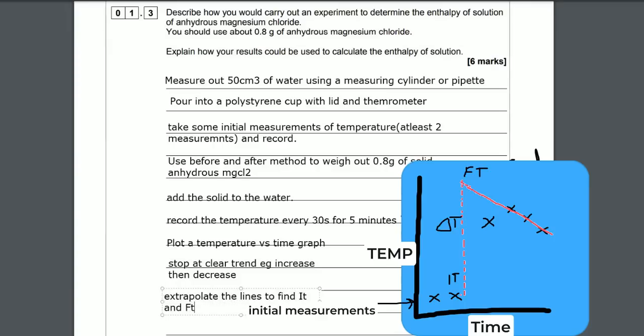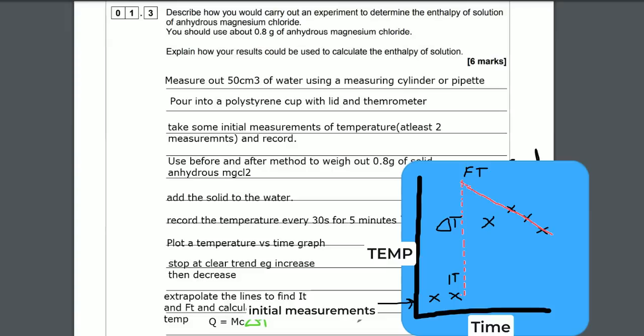So where did we add the solid? We added the solid after the second reading there, the second cross, which was the initial temperature. So I want to draw a line back from my trend like this, and then that's going to intersect the line where we actually added the solid. And that here is IT, my initial temperature, and the highest point on my temperature recordings is the final temperature. So that is delta T, the difference between FT minus IT, and then we've got our change in temperature.